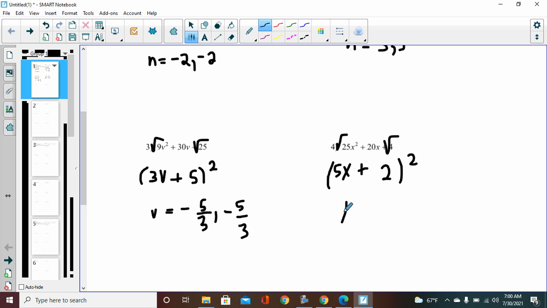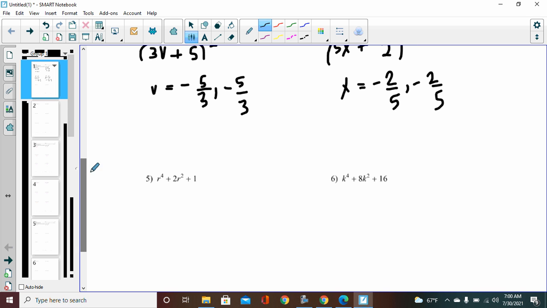Here, x is going to equal -2. Remember, it slides over 5, comma, -2 over 5. All right. And let's see if that's the last one. So here we have these r to the 4th terms. The square root of that is r squared. Okay, I have +1. And we're going to square it.